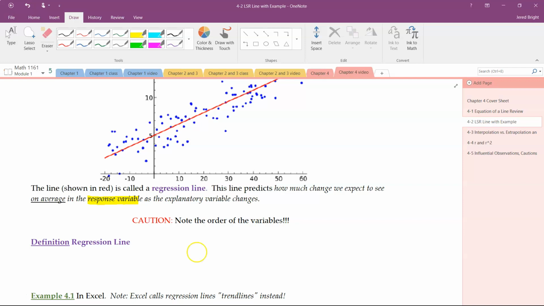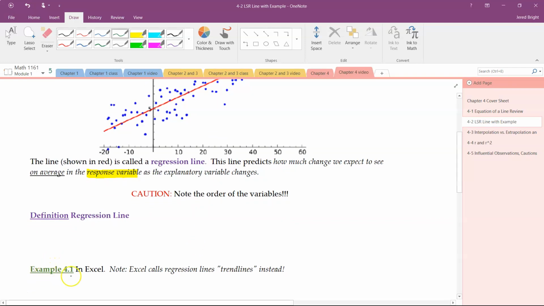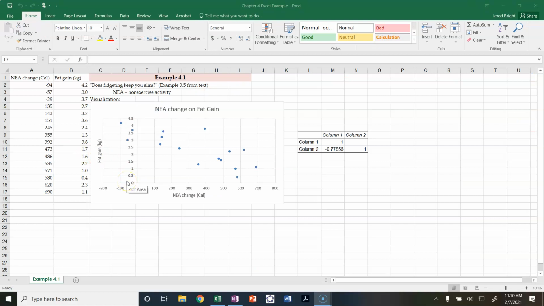There is an Excel file that you can access, with just one sheet in there, and we're going to open that up and find the regression line. This is the Excel file that accompanies the lecture. This is the context that we've seen already. It's investigating the question: does fidgeting keep you slim? There's this non-exercise activity, measured in calories, and then there's a fat gain associated to that in kilograms.